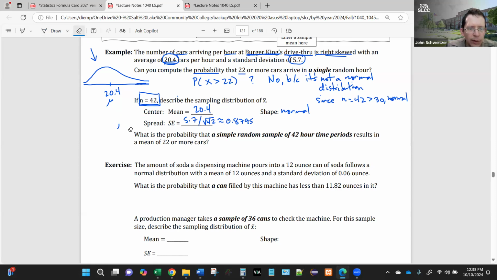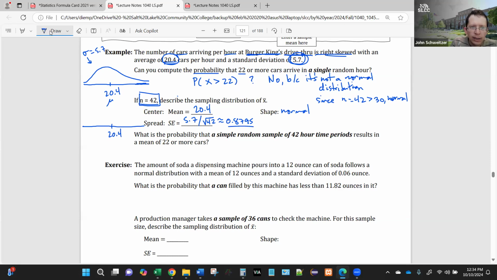Let me draw that here. I'm going to line it up with our right skewed parent population. So the mean is still 20.4, but the spread is much less. The spread in this parent population was 5.7, right? So sigma was 5.7. Now the standard error for our sampling distribution is under 1.